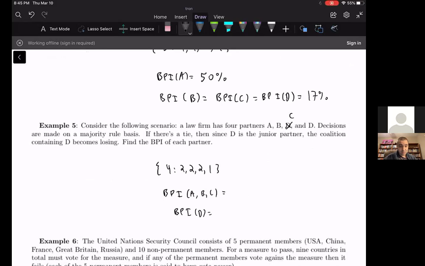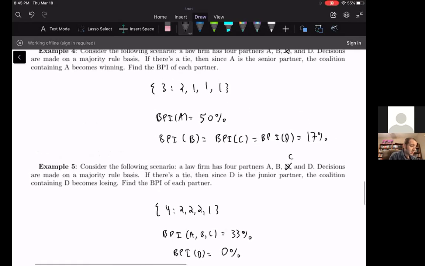Again, I'm not going to hop over to my laptop in the Zoom meeting, but I'm just going to type now a quota of 4 and now 2, 2, 2, 1, calculate indices. And it turns out that the top 3 partners just share a third of the power each, 33% of the power, and poor D gets no power now.